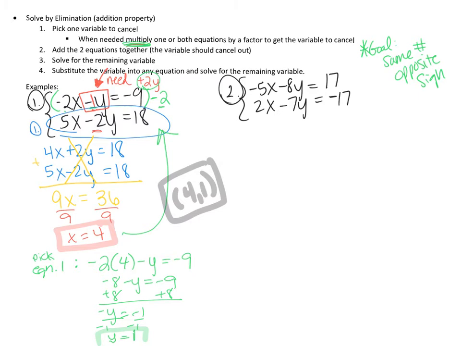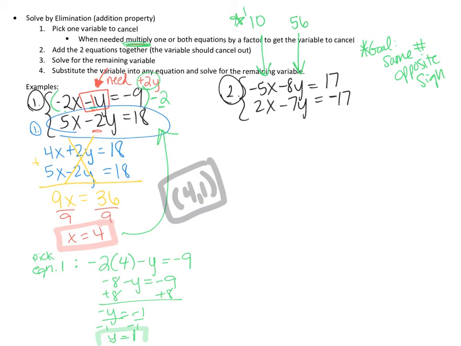So if I look at my x's, between a 5 and a 2, the least common multiple is going to be a 10, right? I can multiply 2 by the 5 and 5 by the 2, and I would get a 10. If I look at my 8 and 7, the least common multiple would be 56. So you're right, I could technically pick either one of these. But for me, remember, I like the least amount of work. So I'm going to go for the smaller number. So I'm going to pick x to eliminate.